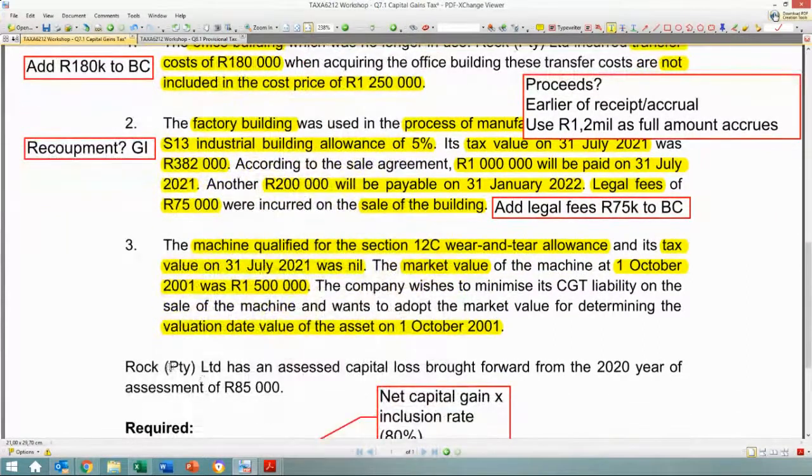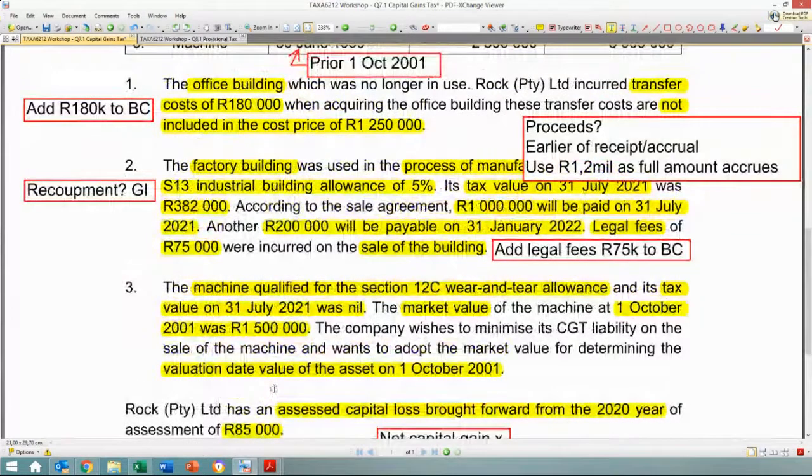Okay, so they've decided they want to use the market value when calculating the capital gains tax at that specific date. Then the last bit of information, they tell you that we had an assessed capital loss that we brought forward from the 2020 year, which is 85,000. Okay, so this is the information. How we're going to deal with it when we do the calculation now is we're going to focus on each individual asset and apply the rules to them, and then we are going to consolidate them all together.